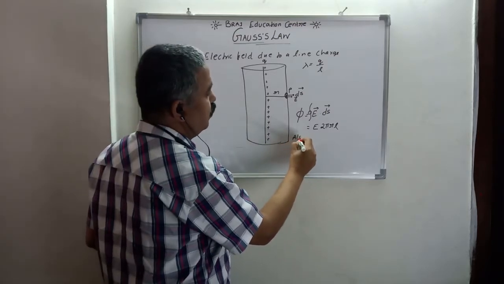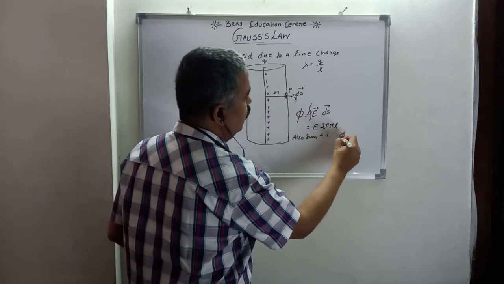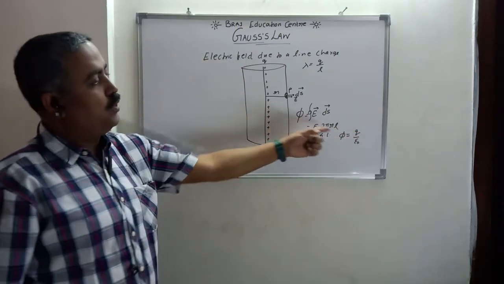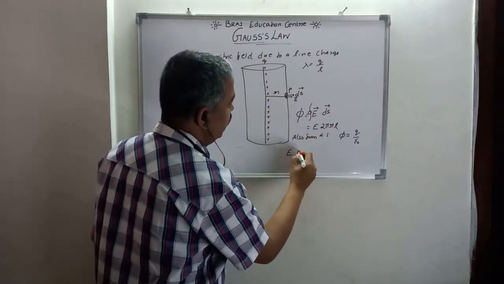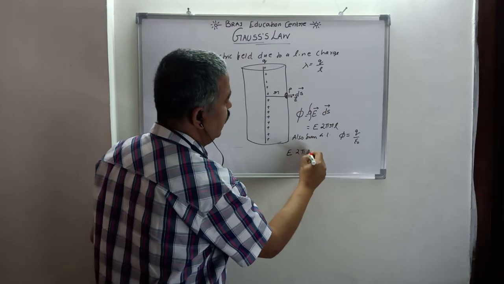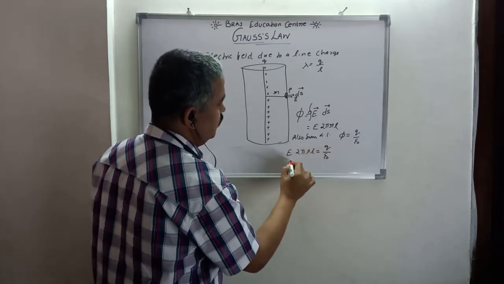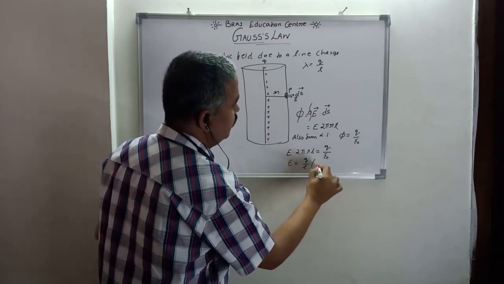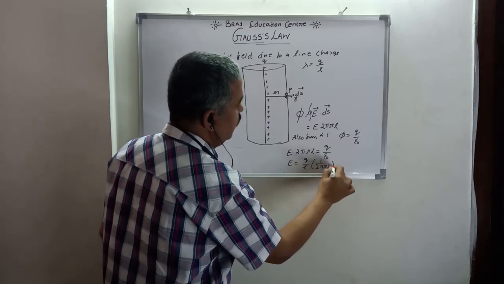Secondly, we say also from Gauss's law, phi is equal to Q by epsilon naught. So we equate both of them and we can get electric field. So E dot 2 pi r L is equal to Q by epsilon naught. Therefore E is equal to Q by L, 1 upon 2 pi r epsilon naught.